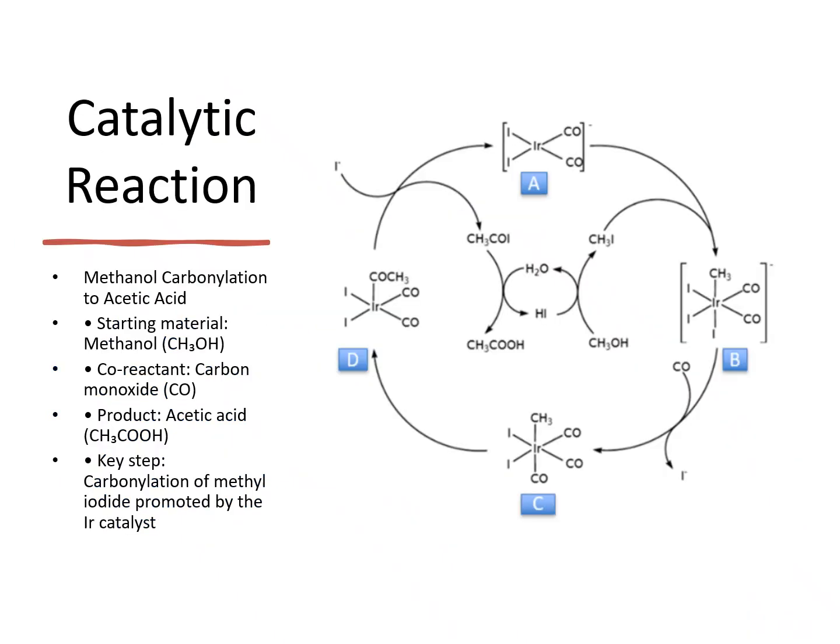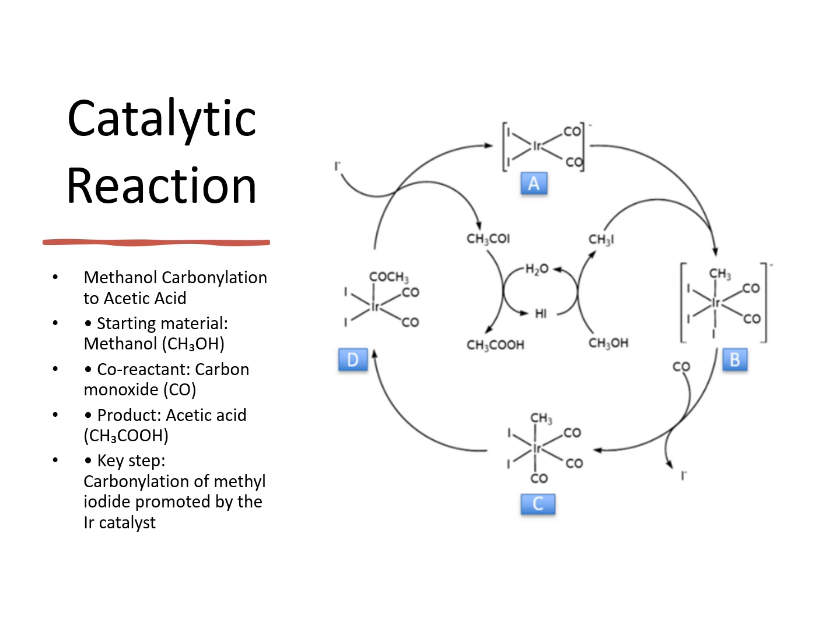The catalyst drives the carbonylation of methanol to acetic acid, and the transformation is shown through a few key steps. The starting material is methanol, and under the reaction conditions, it first reacts with hydrogen iodide to form methyl iodide, which is a species that enters the catalytic cycle.